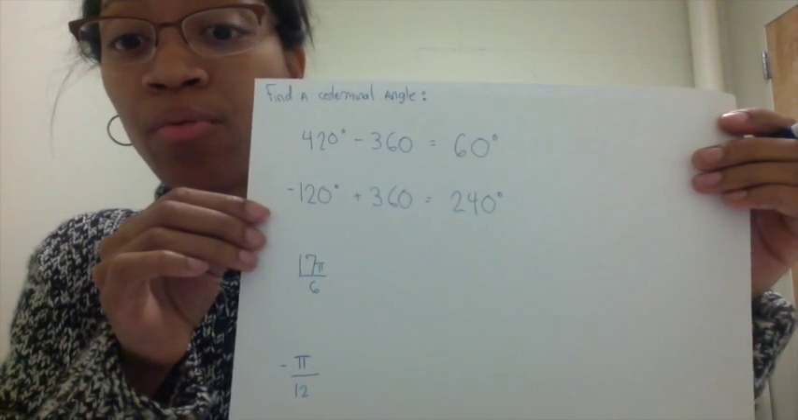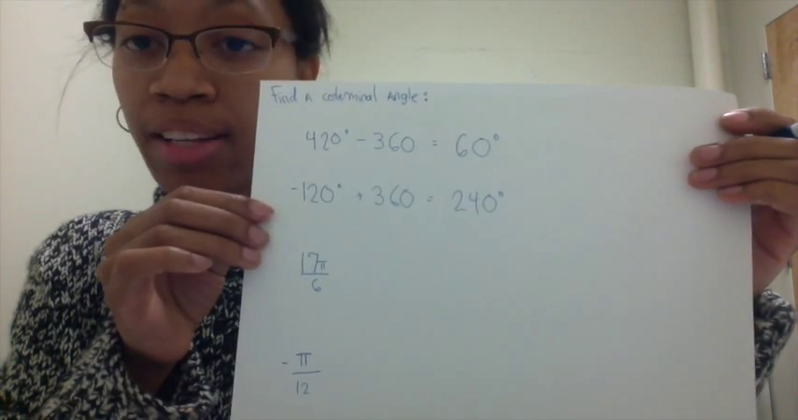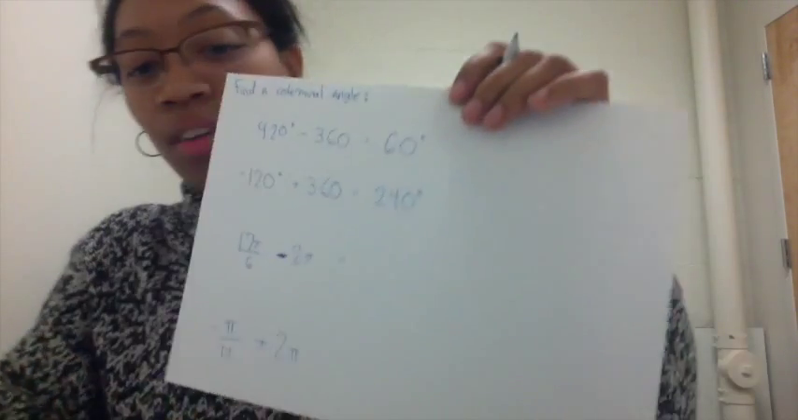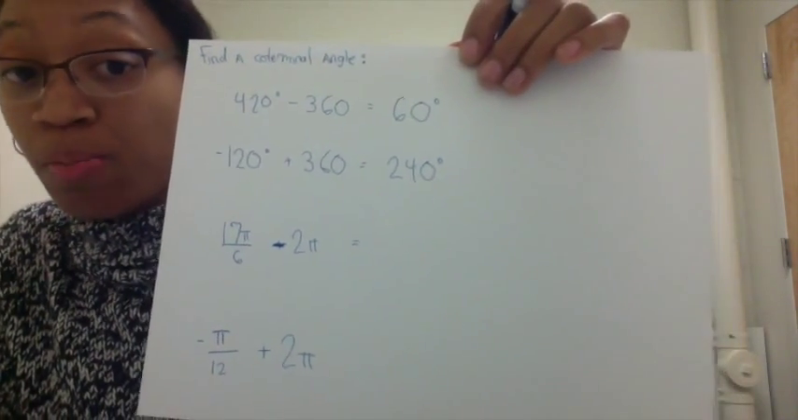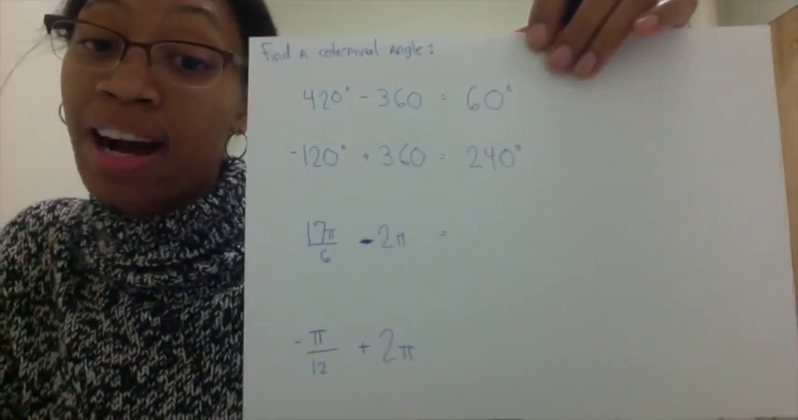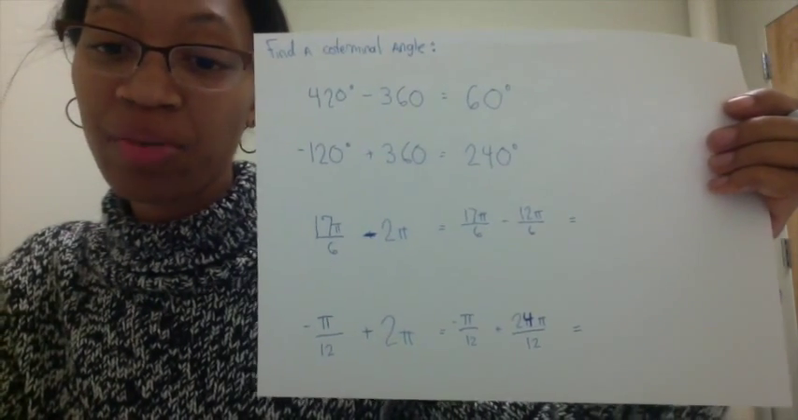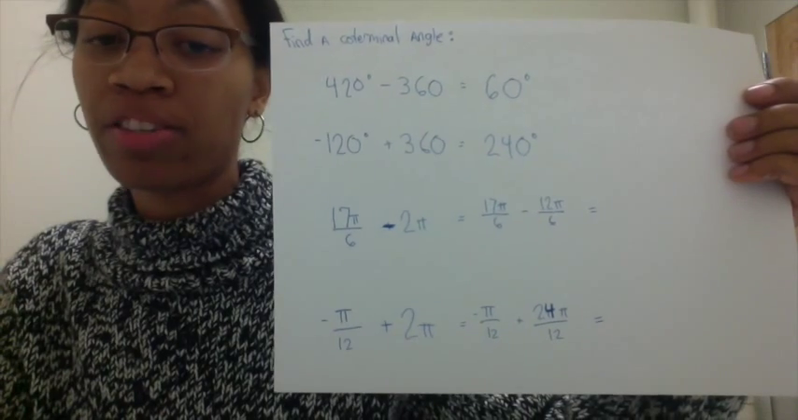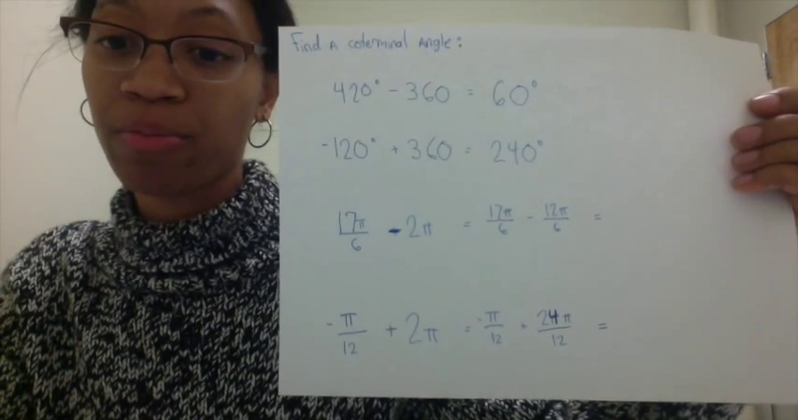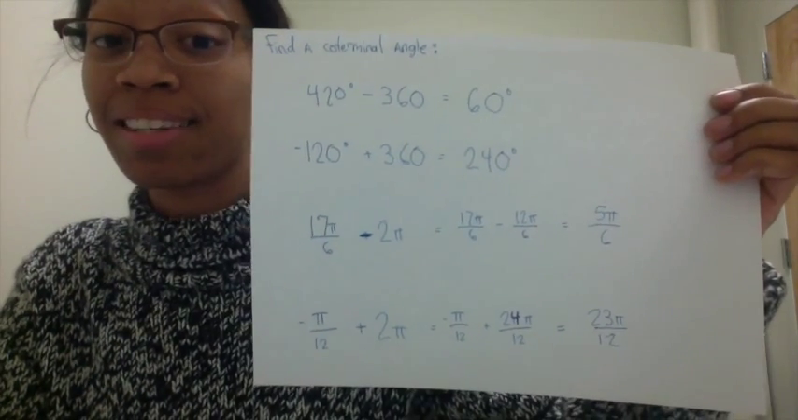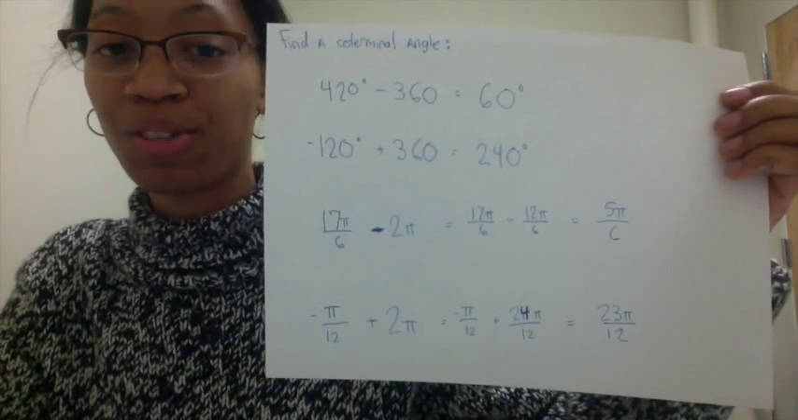If we're doing it in radians, we just add or subtract 2 pi. When we're adding and subtracting 2 pi, we might have to get a common denominator in order to do that. And after we have our common denominators, now we can just subtract our numerators to get the answer. And now we have found the coterminal angles. Great!